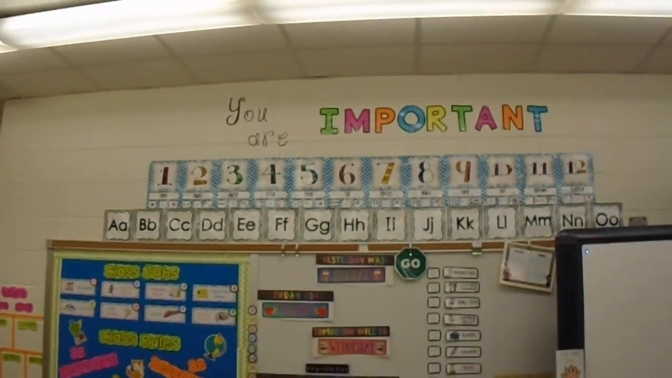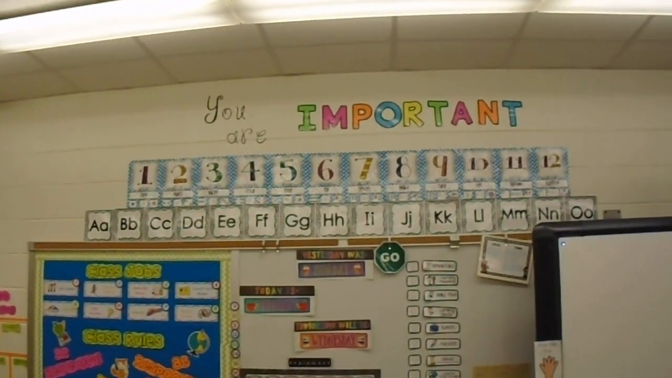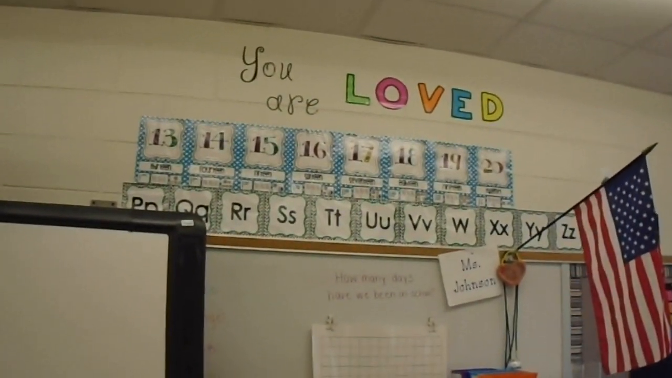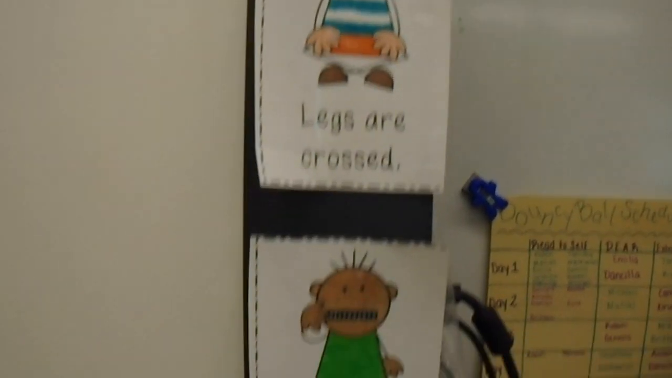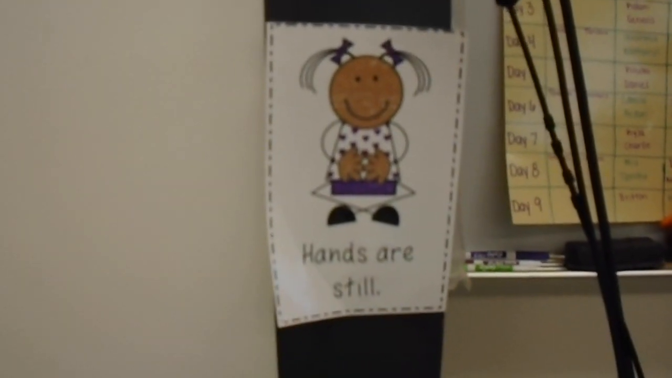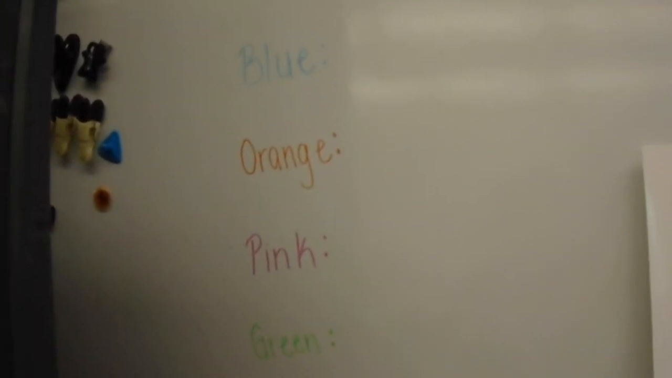Alright, up above, I have my alphabet and my number line, and then I also have you are important, and then on this side, I have you are loved. On my Promethean board, I have reminders for the carpet, so giving me 5. Ears are listening, eyes are watching, legs are crossed, lips are zipped, and hands are still. So just visual reminders for my kiddos when we're on the carpet so that they know what the expectations are.